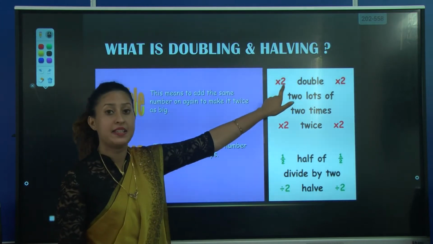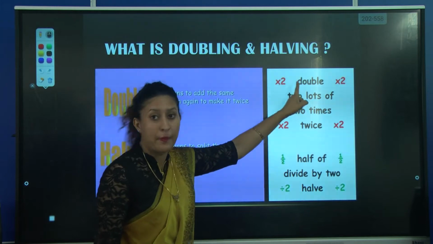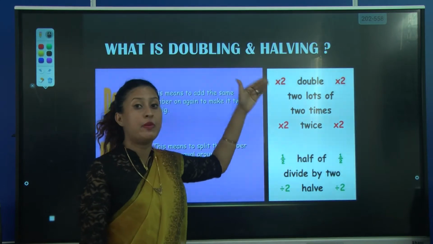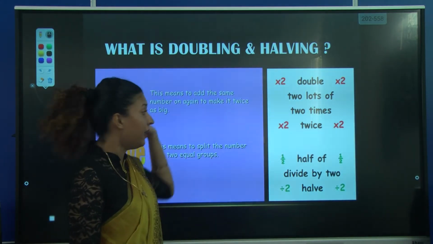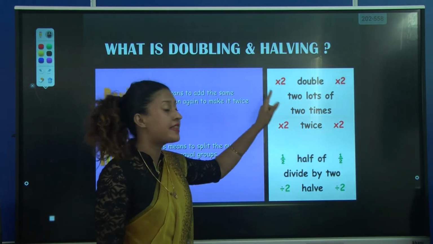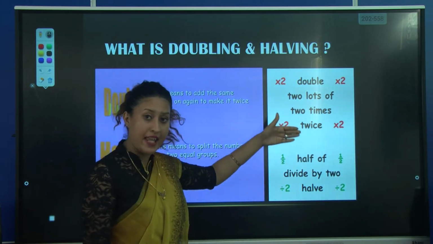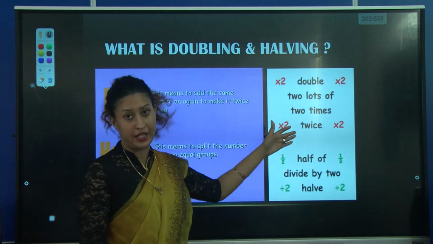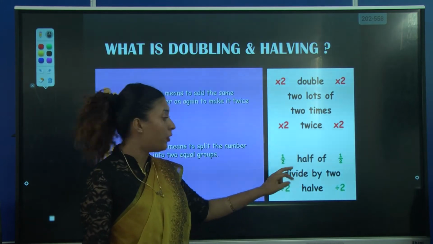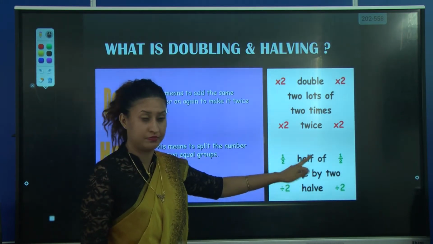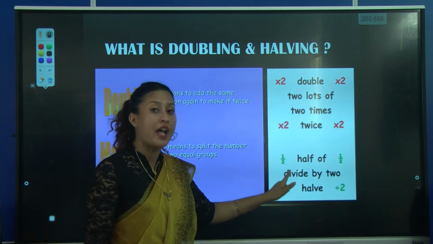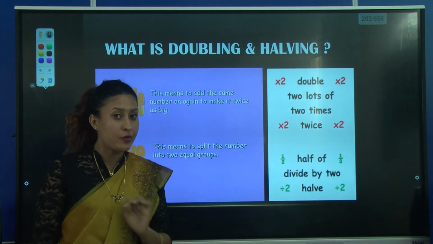Now look at these examples I have given. We can say double. Okay. We can say 2 lots of. These are the names that we can use for doubling. And the third one is 2 times. And what is the fourth one? It's twice. Now these are the names that we can use for doubling. When we talk about halving, we can use these names. Now look at these names. Half of. Okay. Second one, divide by 2. And the third one is halve. I hope everybody understood what I said.